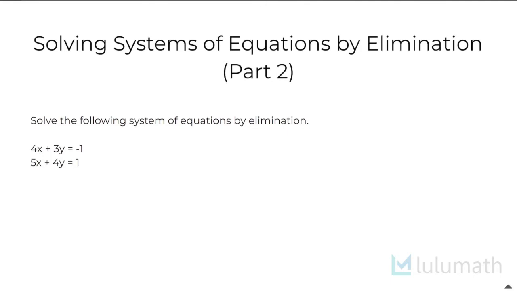So our first example here has a system of equations that needs to be solved by elimination. Our first equation is 4x plus 3y equals -1, and our second equation is 5x plus 4y equals 1.